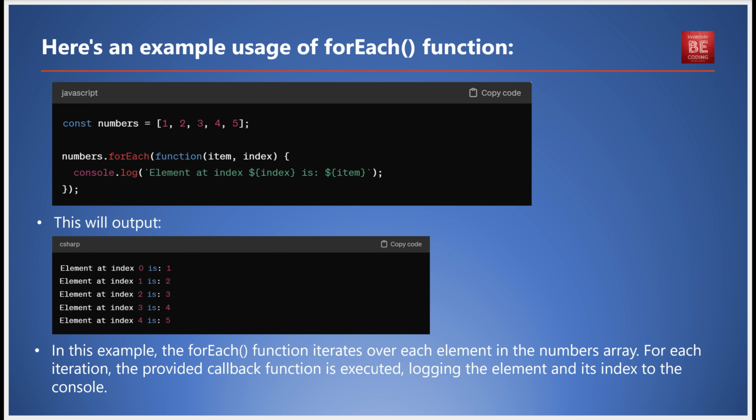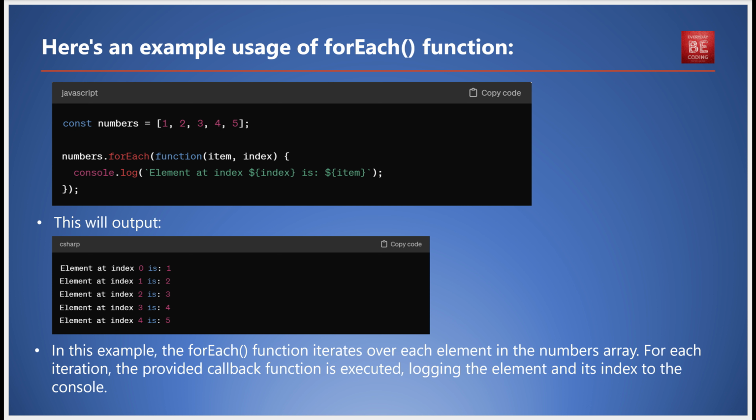Element at index 0 is 1, element at index 1 is 2, element at index 2 is 3, element at index 3 is 4, element at index 4 is 5. In this example, the forEach function is taking a tour of each element in the numbers array.